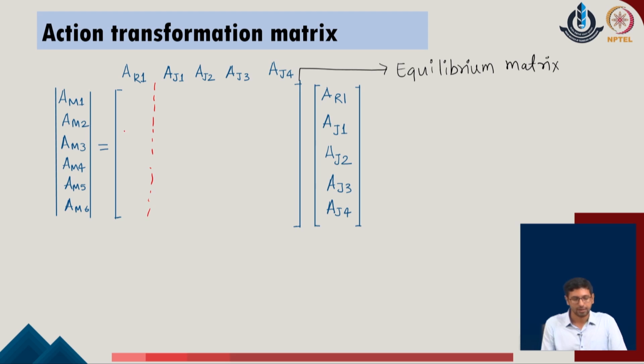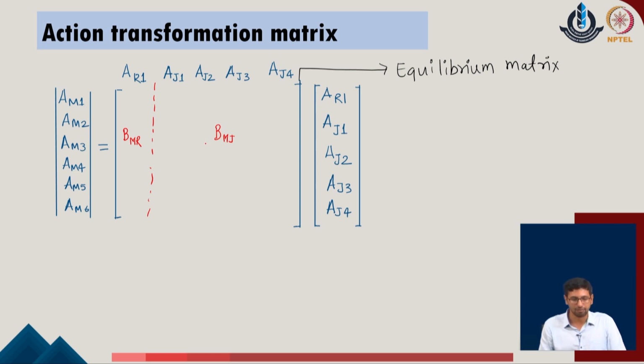We can say that one component of the given system, or the action transformation matrix, is associating the member action forces with respect to the redundant action forces of the system, whereas the second component is associating the member forces with respect to the joint action forces of the given system.